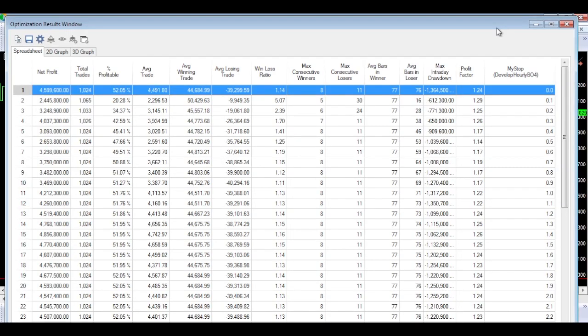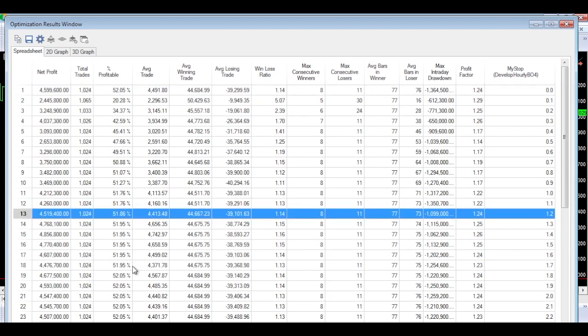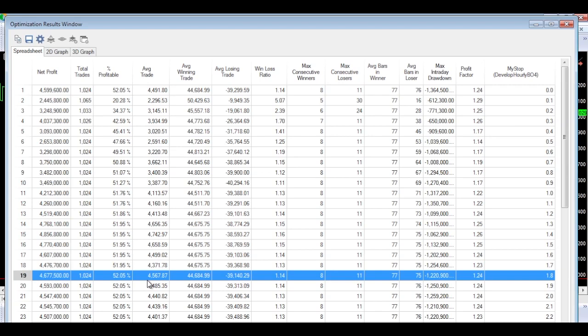And here's the optimization results for a stop loss. I've actually tested between 0 and a 300 pip stop loss in steps or increments of 10 pips. And straight away, just looking, obviously 0 is using no stop loss, made a net profit of 4.5 million yen, average trade 4,400 yen. Looking down the numbers, I can see a decent area between 1.2 and 1.8 perhaps.